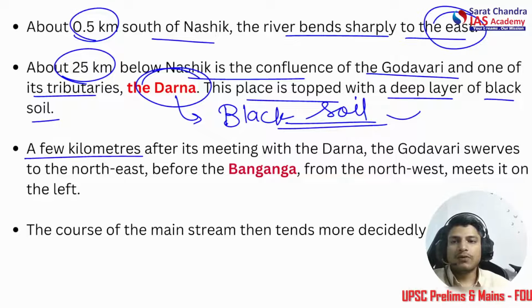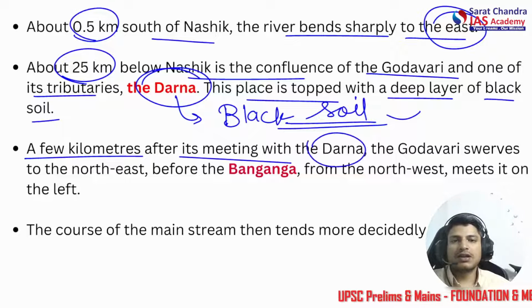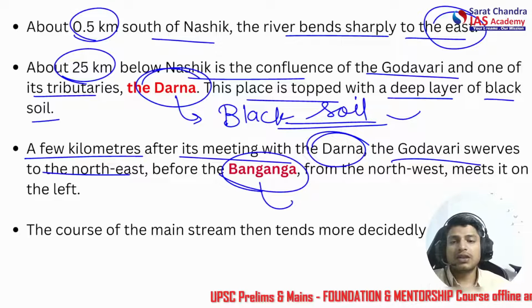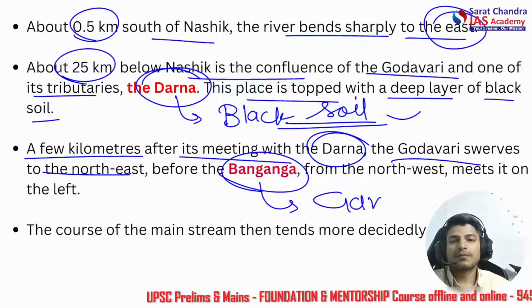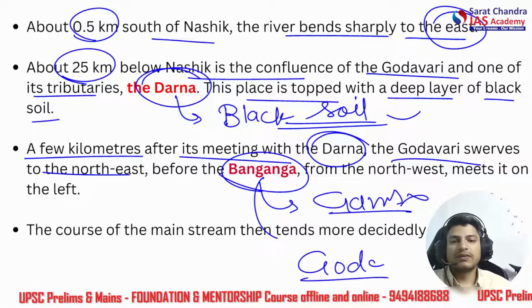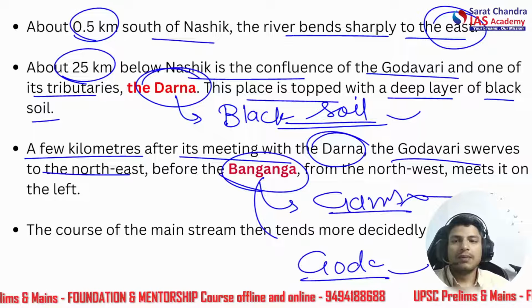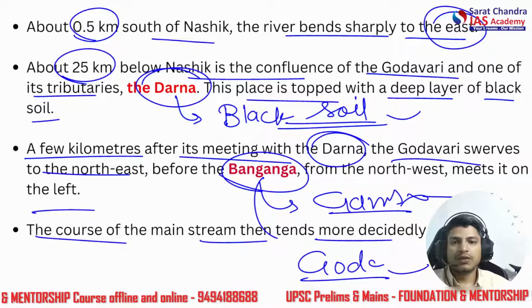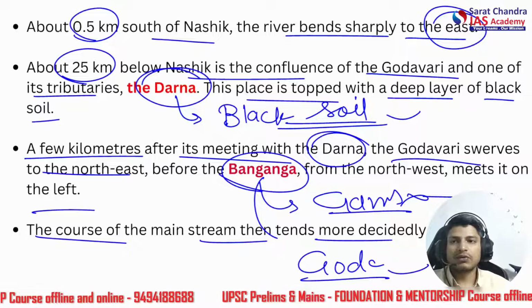Okay, now a few kilometers after its meeting with the Darna, the Godavari soars to the northeast before the Banganga. Now this is not the Banganga tributary of Gambhiri. Okay, it is the Banganga tributary of the Godavari. It is still in the Nashik district. Okay, meets it on the left. The course of the main stream then tends more decisively south. So first it goes east, then the south.